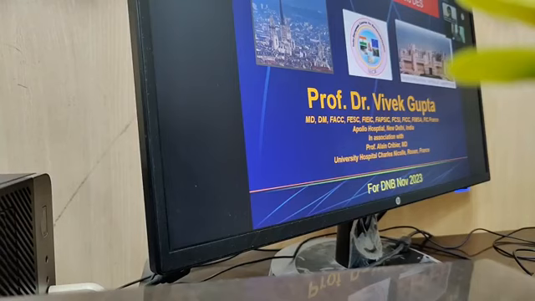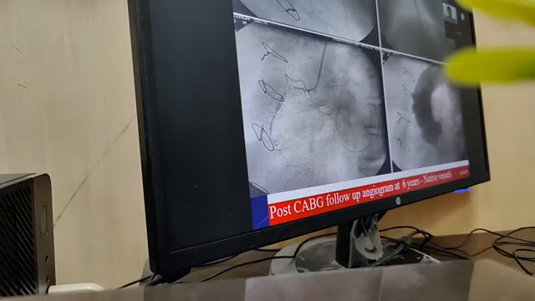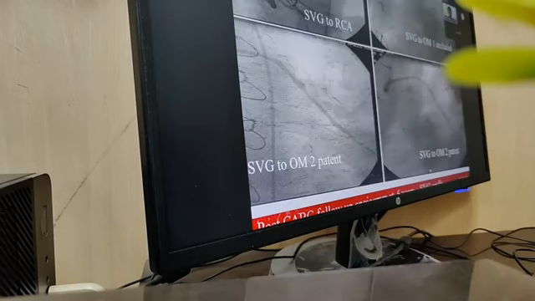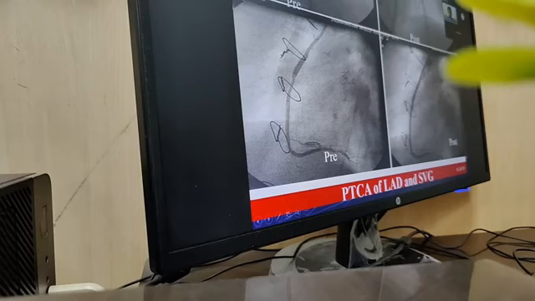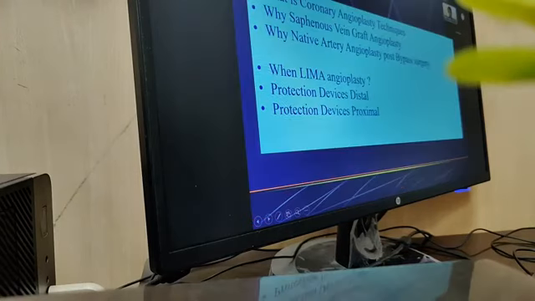So what I'll talk about is saphenous vein graft angioplasty, current indication, future directions, and what is the role of protection devices and drug-eluting stents. This is the patient example, a bypass patient with native vessels. When you see the saphenous vein grafts, they look different. A few are occluded and a few are not occluded. So this is how we do coronary angiography in such patients.